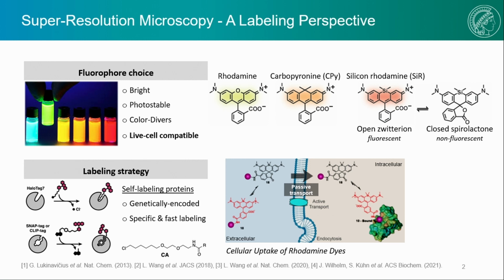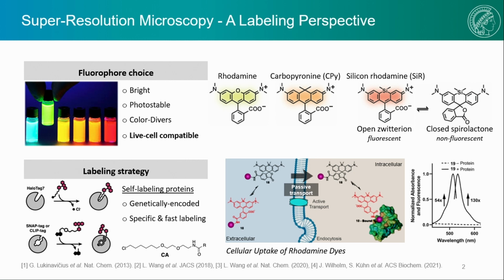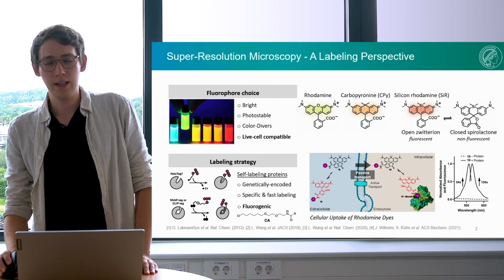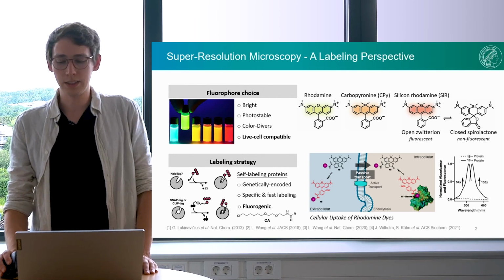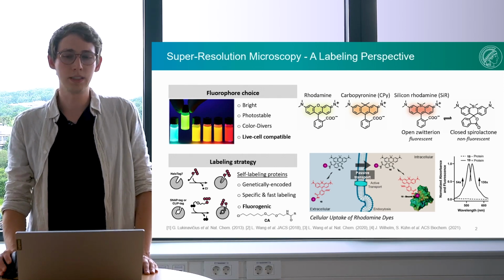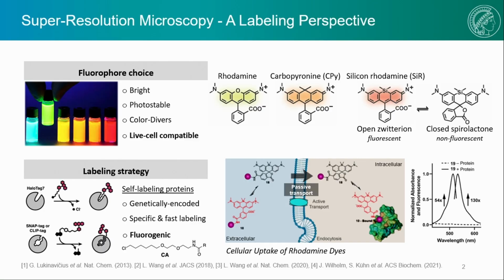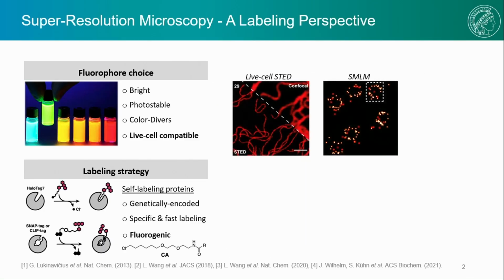Once bound to a protein surface, for example the surface of HaloTag, the open form can get stabilized, leading to a fluorescence increase upon labeling, which we call fluorogenicity. This largely helps us to suppress background signal from unbound or non-specifically bound dyes. Taken together, it's not a big surprise that HaloTag and rhodamines have become a mainstream tool for super resolution imaging.